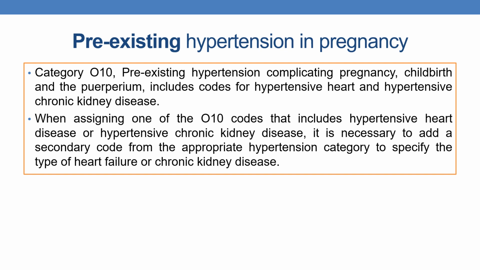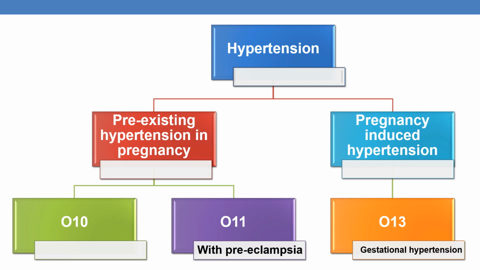O10 will have subcategories which differentiate between unspecified pre-existing hypertension, pre-existing hypertensive heart disease, pre-existing hypertensive chronic kidney disease, and both hypertensive heart and chronic kidney disease. Whenever we are assigning a code that includes hypertensive heart disease or hypertensive chronic kidney disease, it is necessary to add the secondary code from the appropriate hypertension category to specify the type of heart failure or chronic kidney disease. Here you can see hypertension can be pre-existing or pregnancy induced. The codes for pre-existing hypertension in pregnancy are given by two subcategories, O10 and O11. O11 mainly deals with pre-existing hypertension with pre-eclampsia, whereas pregnancy-induced hypertension is given by the code category O13, which is also called gestational hypertension.